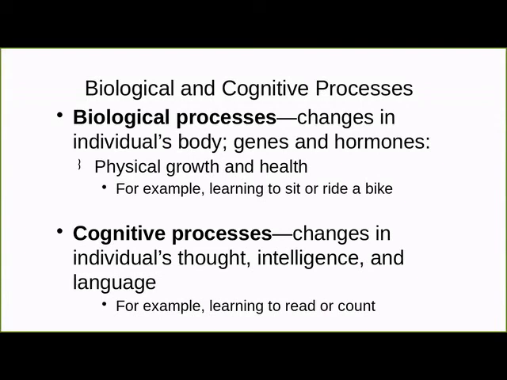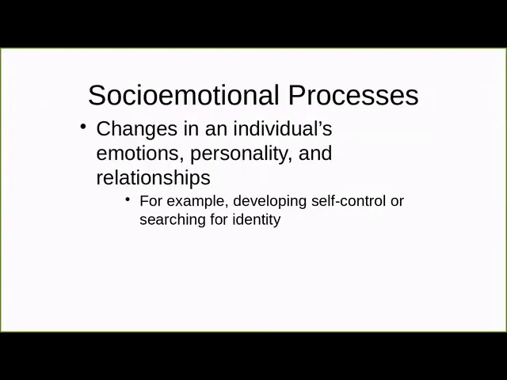Another broad domain includes cognitive processes, things like how do we think? What is intelligence? How does language develop? An example here might be learning to count or to read. And the third of these domains is social and emotional processes. How do emotions develop? How do we form a personality? How do we develop relationships with our parents and with our peers and friends? Examples here might be developing self-control or developing a sense of identity.